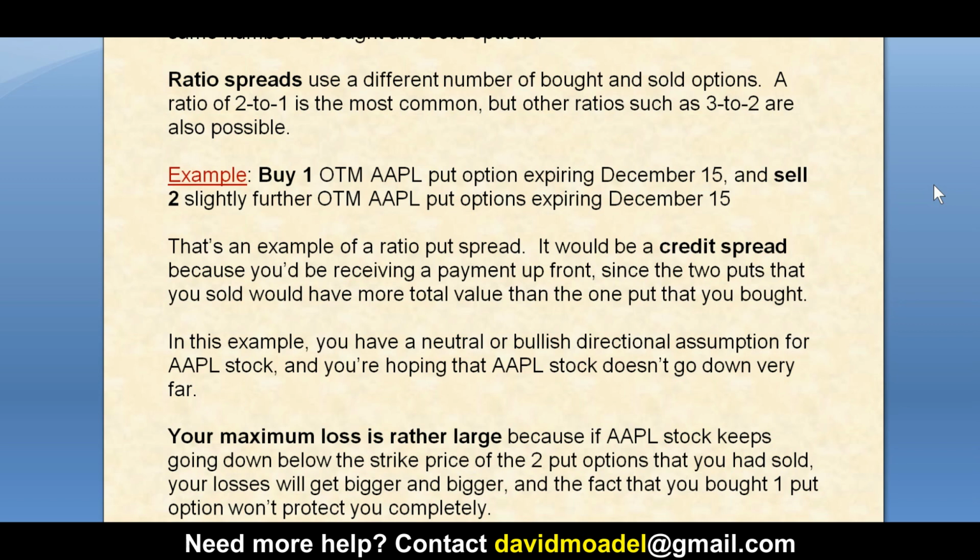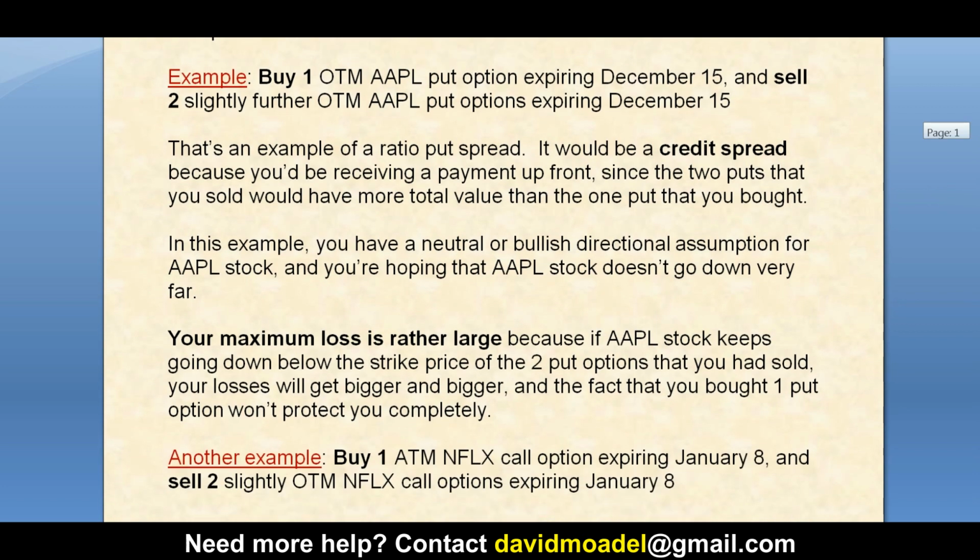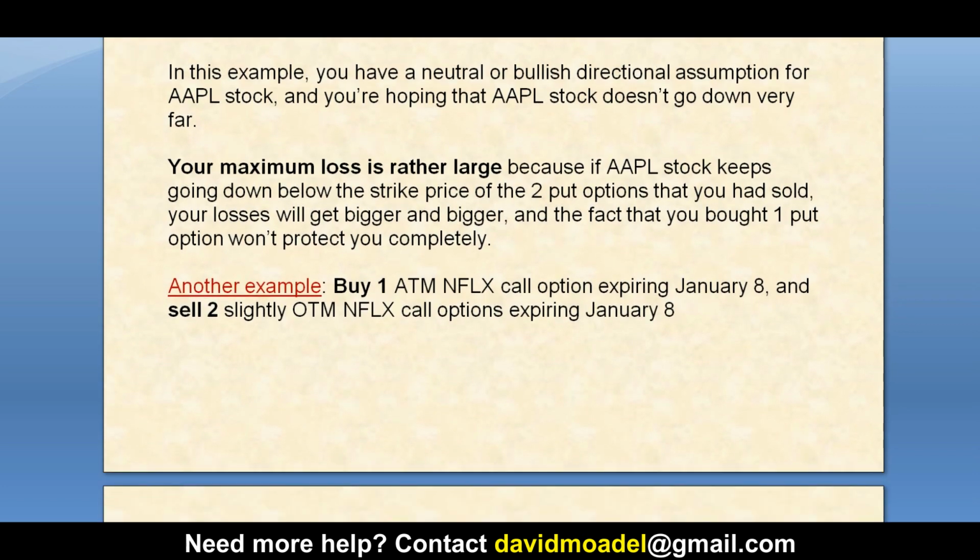In this example, you'd have a neutral or bullish directional assumption for Apple stock, and you're hoping that Apple stock doesn't go down very much because remember, you sold more puts than you bought. And your maximum loss is rather large because if Apple stock keeps going down below the strike price of the two put options that you had sold, your losses will get bigger and bigger, and the fact that you bought one put option won't protect you completely. Because remember, yeah, you did buy one put option, but you sold two of them.